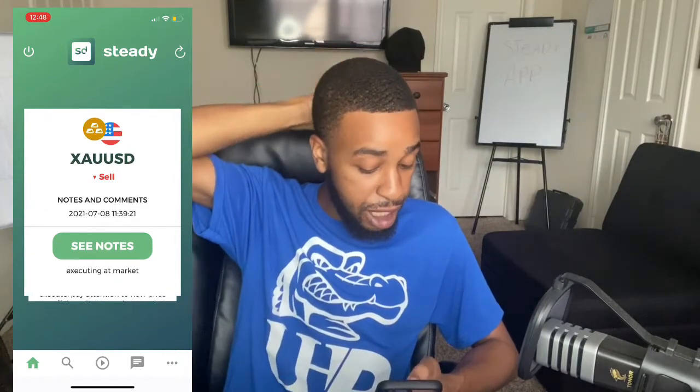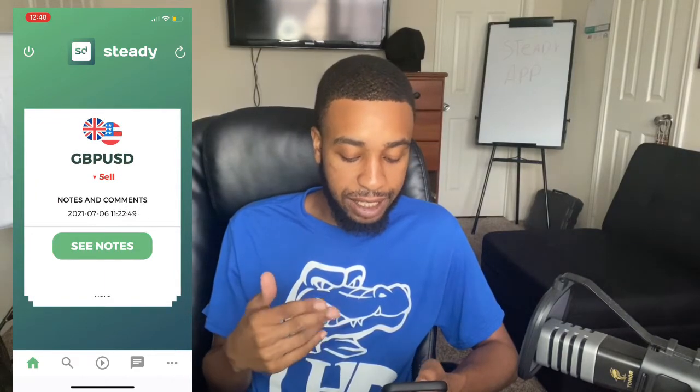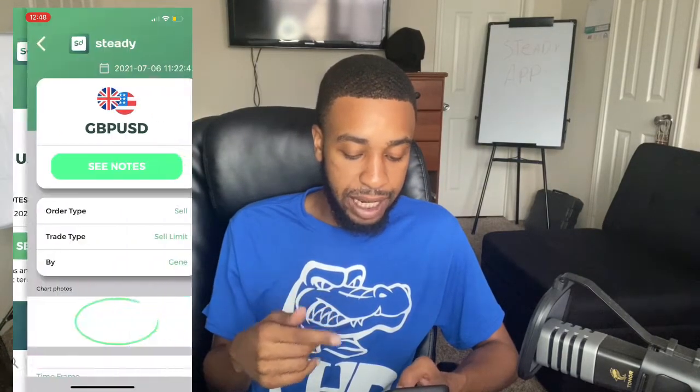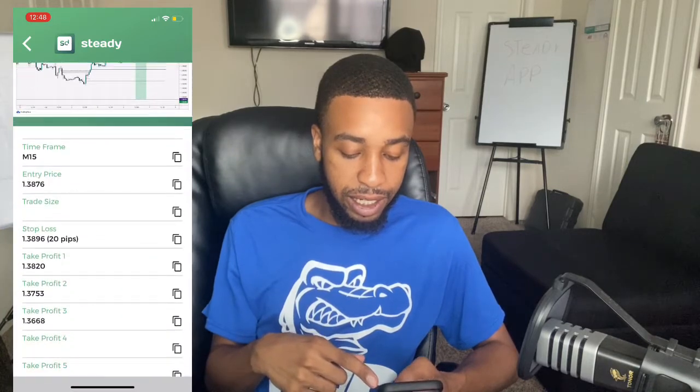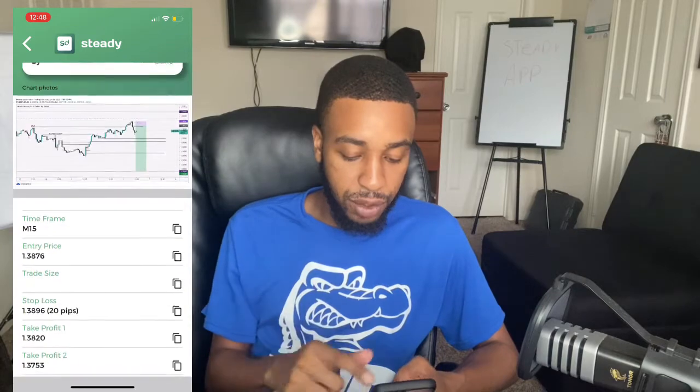Now, if you ever come across one that you actually want to look at, you will swipe to the right. So I'm going to swipe to the right on that one, and it's going to give me all the information, as you guys can see, right? It's a sell limit from Gene. They give me the chart. They give me the parameters, so on and so forth, okay?